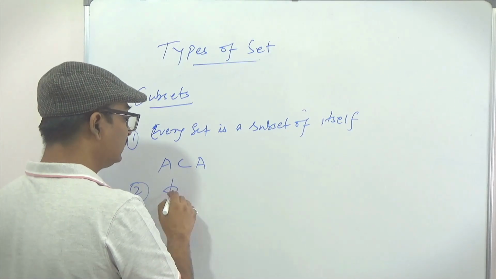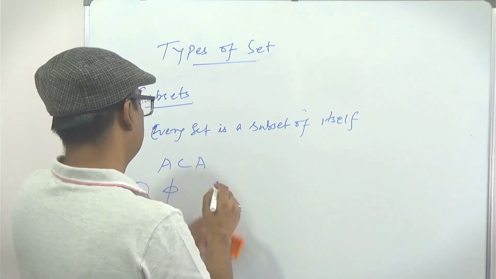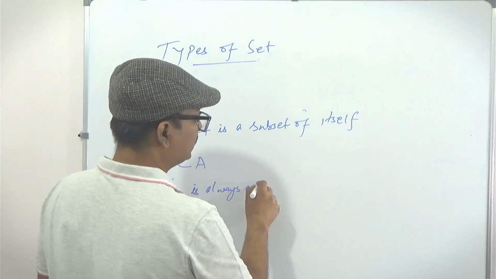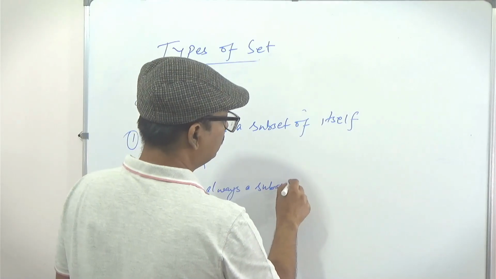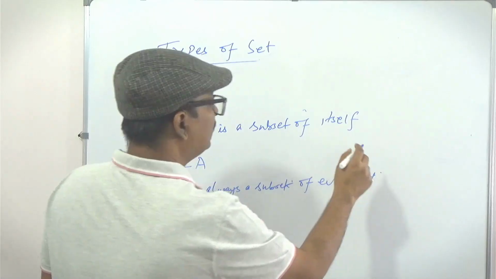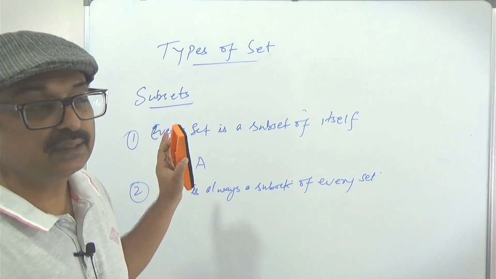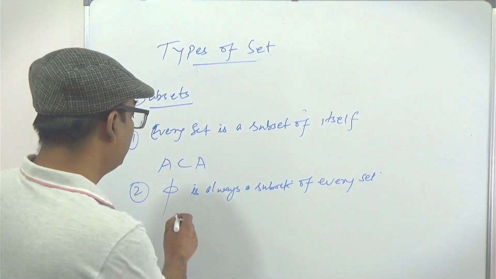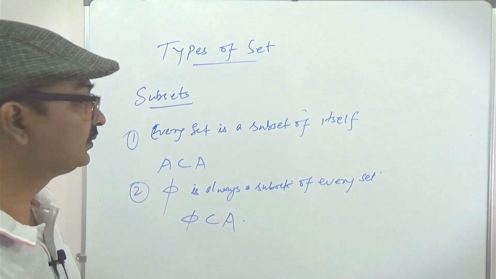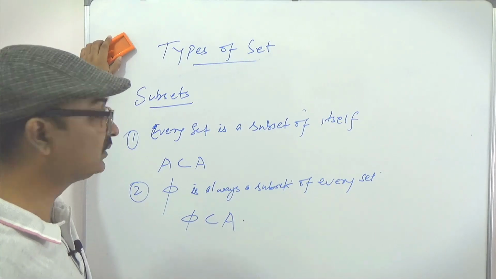It is always a subset of every set. Whatever set you have, phi is a subset of that set. So phi is always a subset of A, or any set. So this is the meaning of subsets. I hope you have understood.